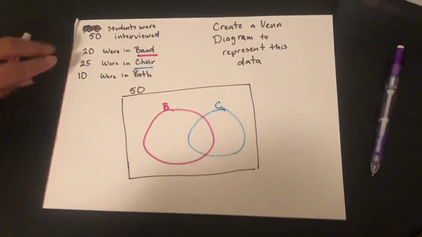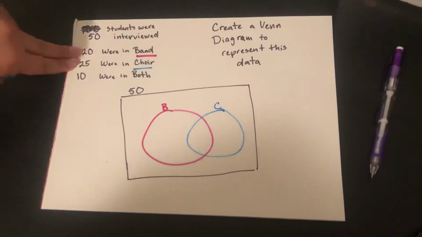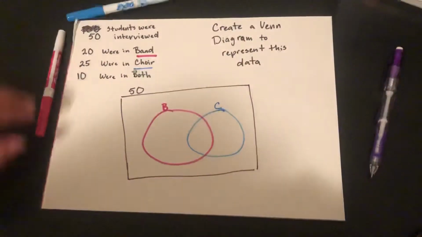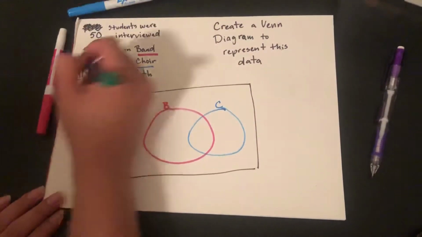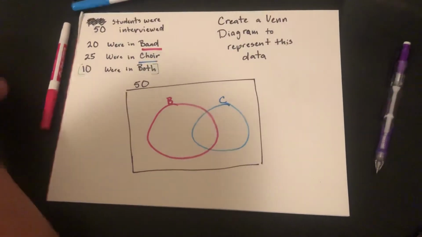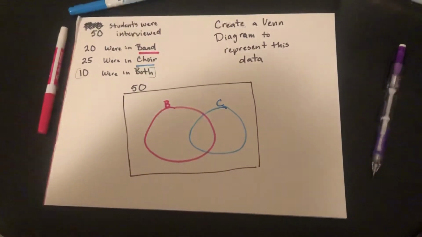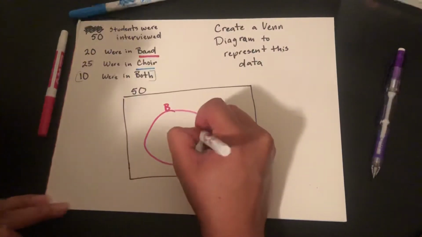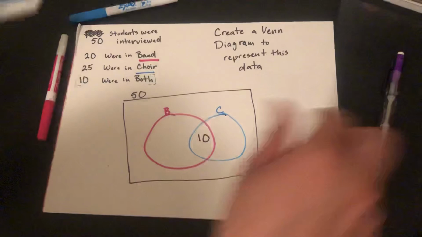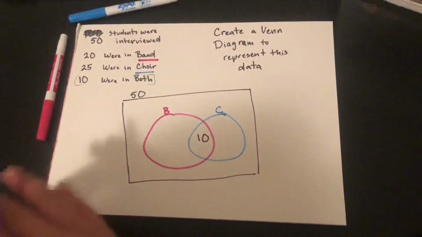Okay, so we're going to kind of hold off on the 20 and the 25 for now, because there's kind of a trick to it. But I do know that 10 is going to be in both. And 10, since it's in both, only has one place where it can be, and that has to be right here in the middle.